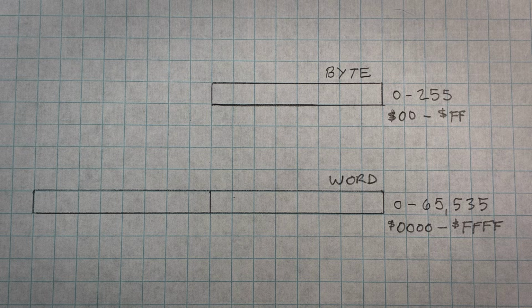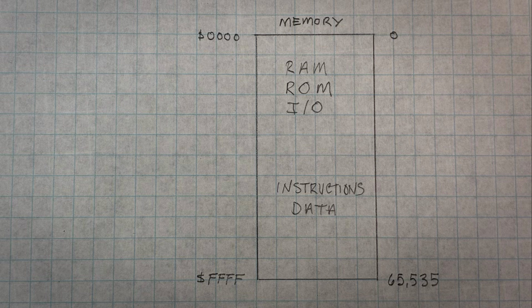If we need to store larger numbers, we use two consecutive boxes and call that unit of storage a word. Words are useful for storing the addresses of other things in memory. A word can hold values between 0000 and FFFF. The memory contains RAM, ROM, and input-output devices. To the microprocessor, they all look the same, just addresses in memory with values in them. Conceptually, the memory has a mixture of instructions to the microprocessor and data for it to manipulate.